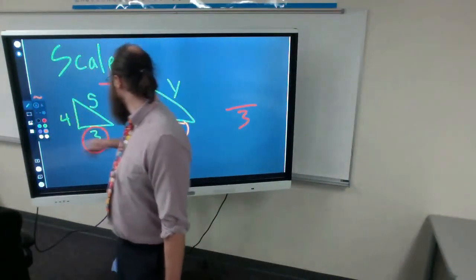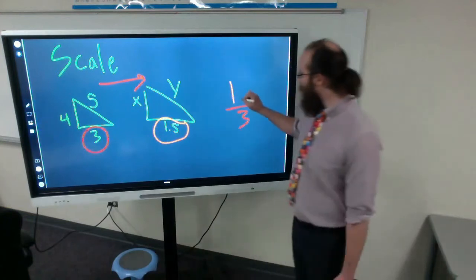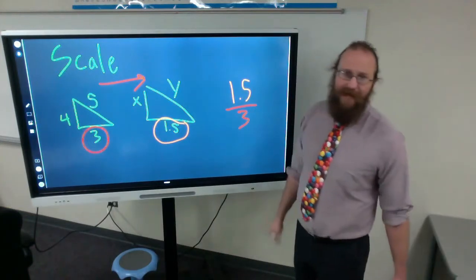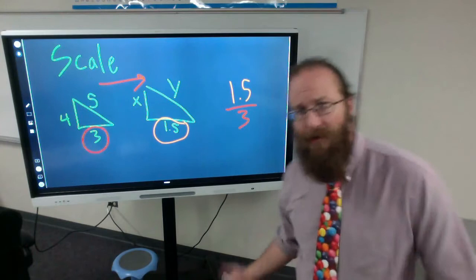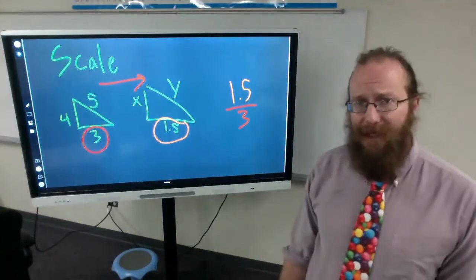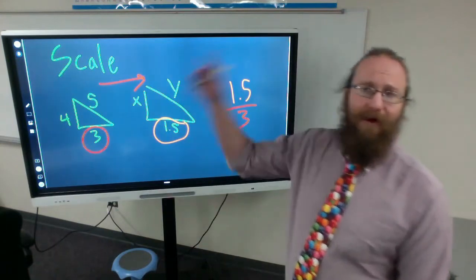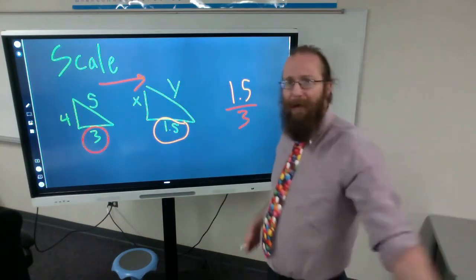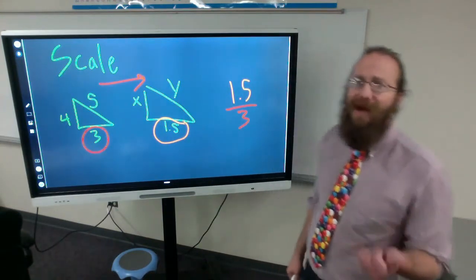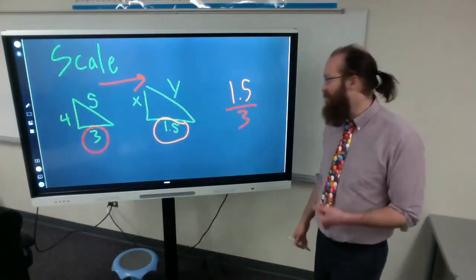What I've just done here is I have found the scale factor. So if all I was asking for was the scale, 1.5 over 3, I'm done, right? I just take a corresponding side that I'm going to, put it on top of the fraction, where I'm coming from goes on the bottom of the fraction, and we have our scale factor.